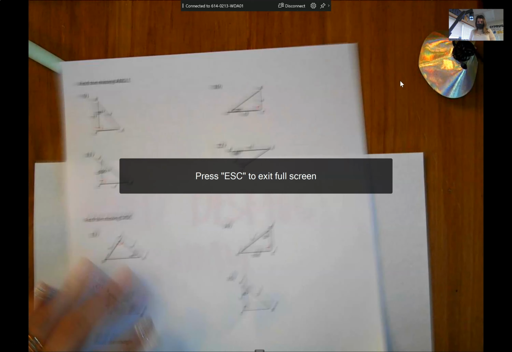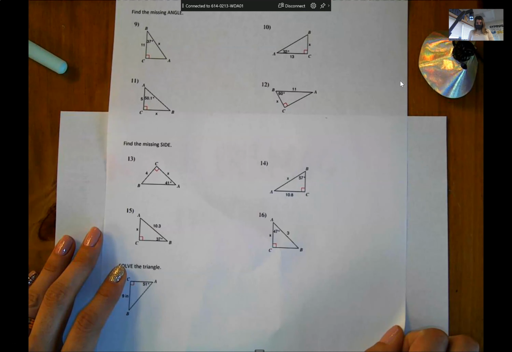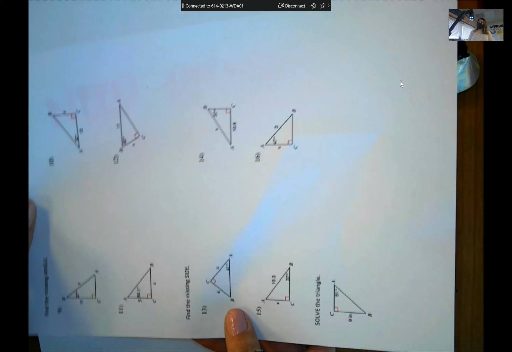If you're at home, you need to print off this worksheet. We're going to continue on with right triangles and trig. So on the back of this worksheet I brought you, we're going to draw a picture. I'm going to make mine ginormous, so you don't have to make yours big. You can make it small if you want.